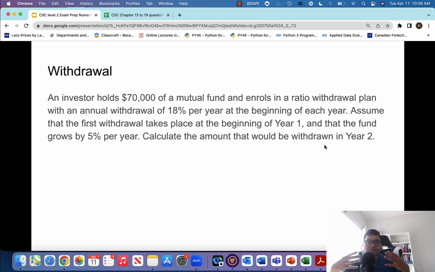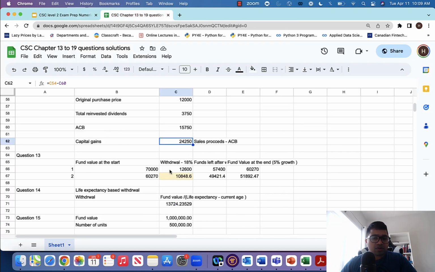So this is the question of ratio based withdrawal. So you have certain investment. You're going to withdraw certain amount from it. Now the rest of the amount gets invested and it grows. That becomes next year's fund value and you again withdraw a certain percentage from it. So how will that work? So let's see. So this is how you solve questions like this.